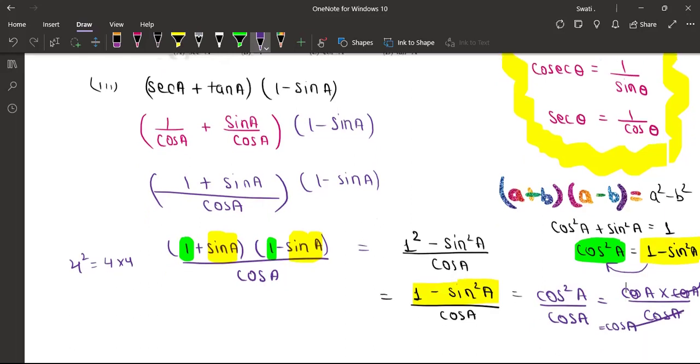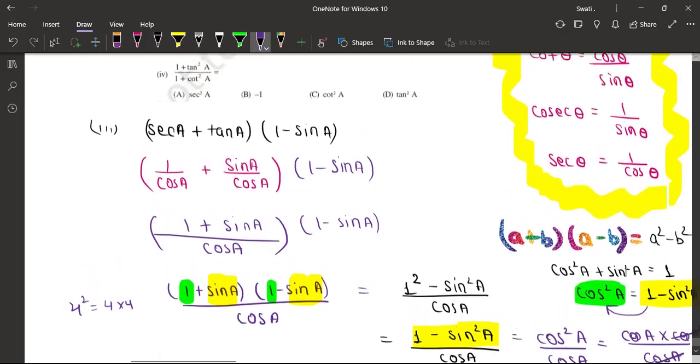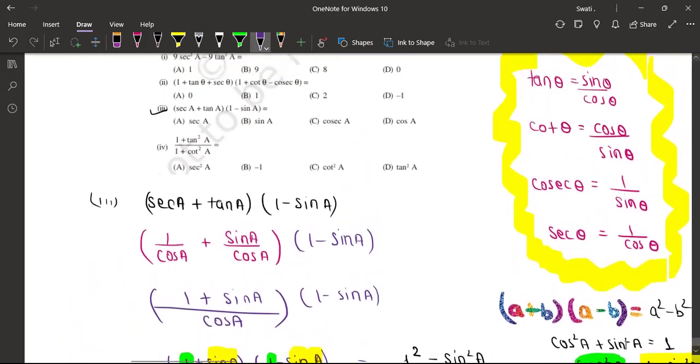So your option number, let's check. Our answer is cos a. So in question number 3, we have option number D, which is cos a. Clear, Manya? Did you understand this properly? Yes. Okay. Let's go to now question number.